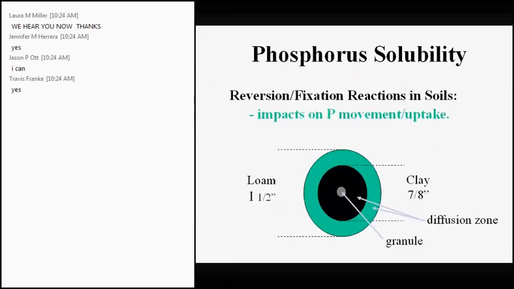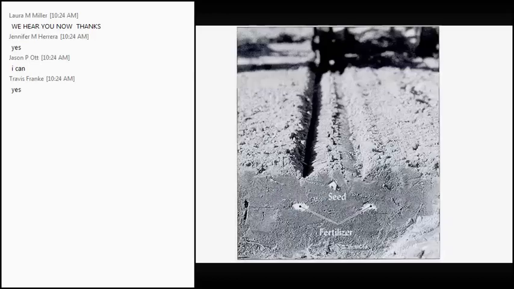is that you can actually reduce the amount of phosphorus that you're putting out if you actually band it. This shows that phosphorus solubility. We're looking at a loam out here at about 1.5 inches. If we're looking at a clay, we're looking at about less than an inch that phosphorus pellet or granule actually dissolves and diffuses out. So we just don't get very much movement of phosphorus in soils. Next slide.